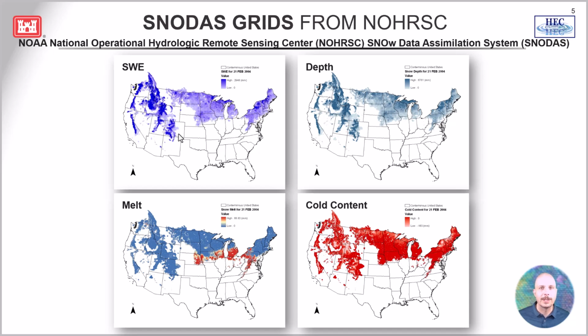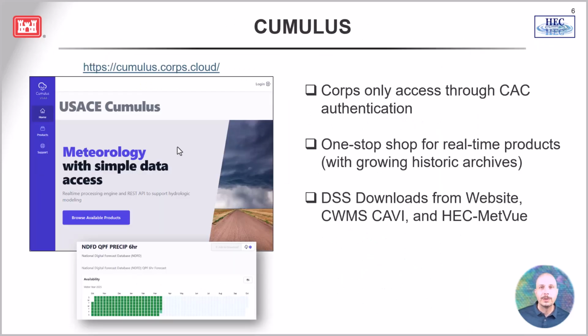There's also a special center in the National Weather Service that produces gridded snow products. The center is called the National Operational Hydrologic Remote Sensing Center, or NOHRSC for short. And their Snow Data Assimilation System, SNODAS, produces important initial condition snow products, including snow water equivalent, SWE, and snow depth and cold content.